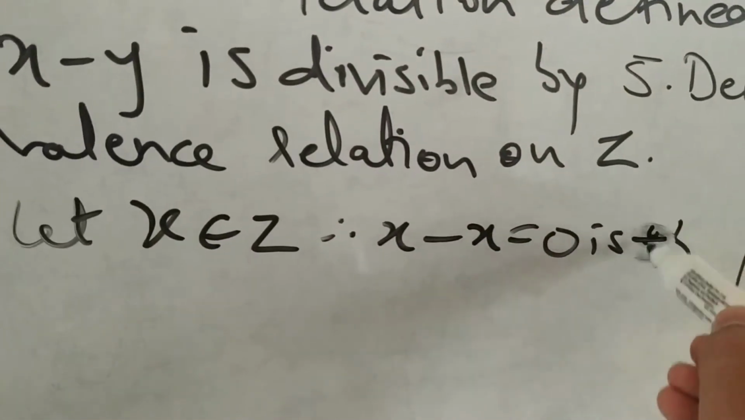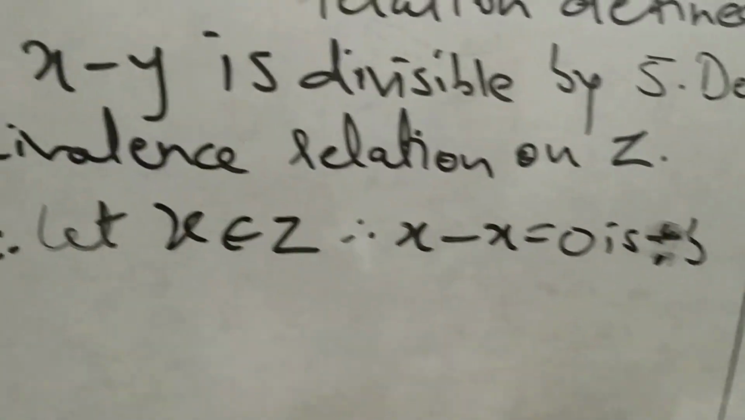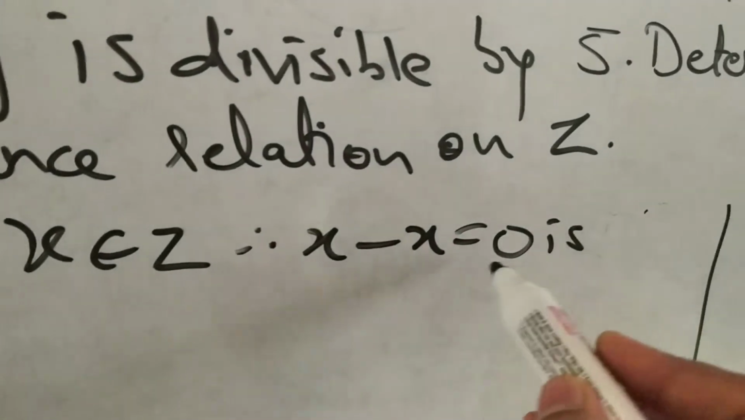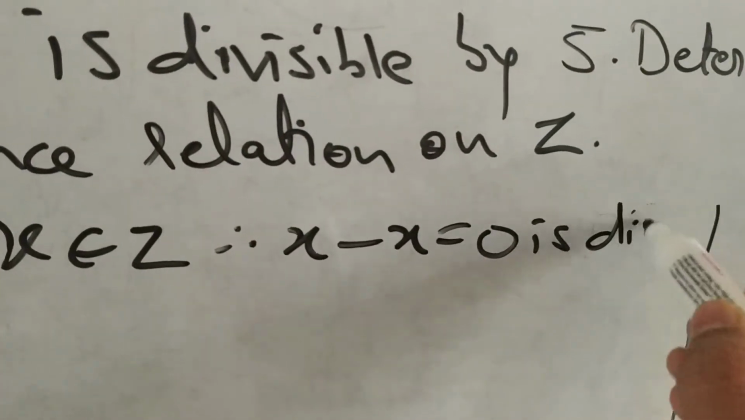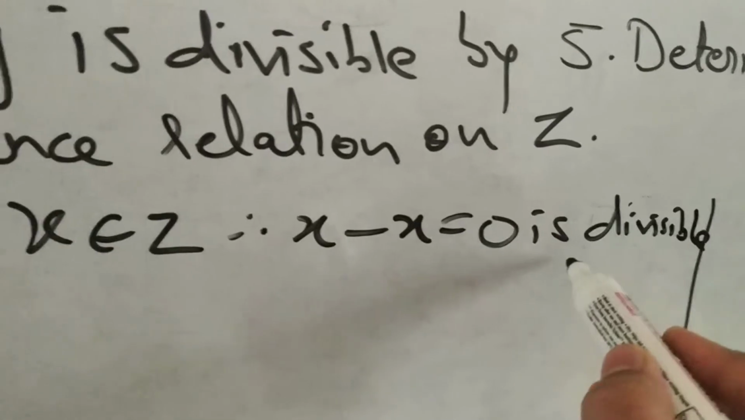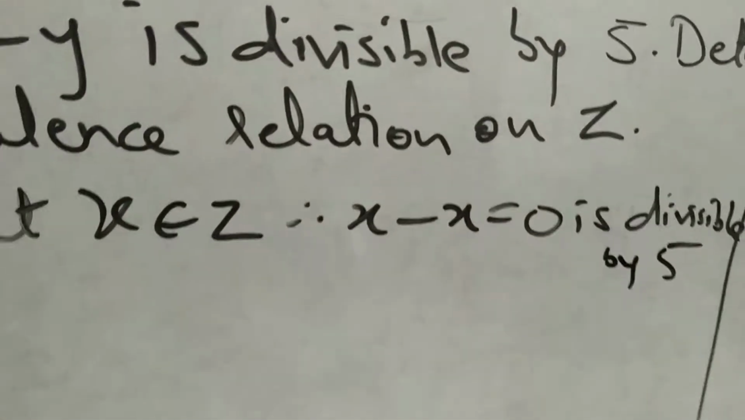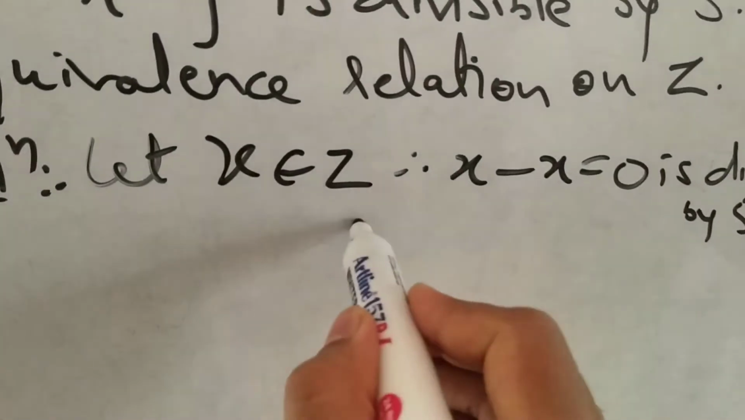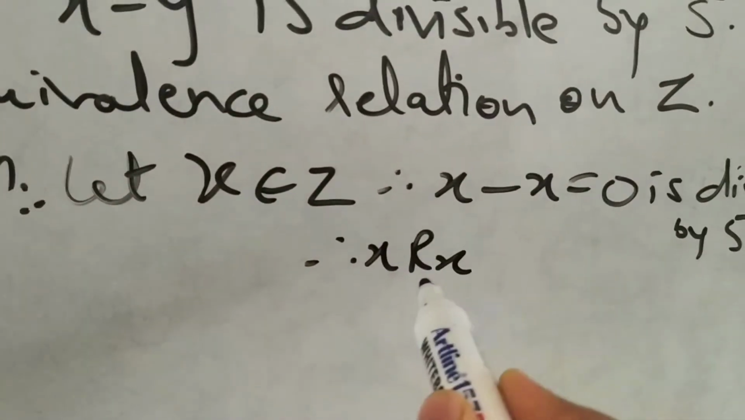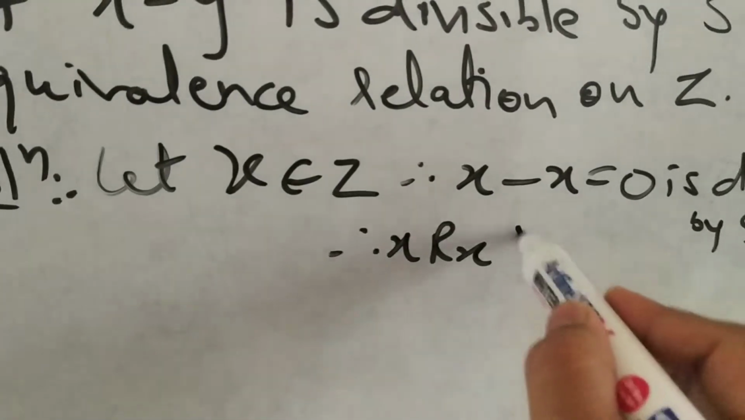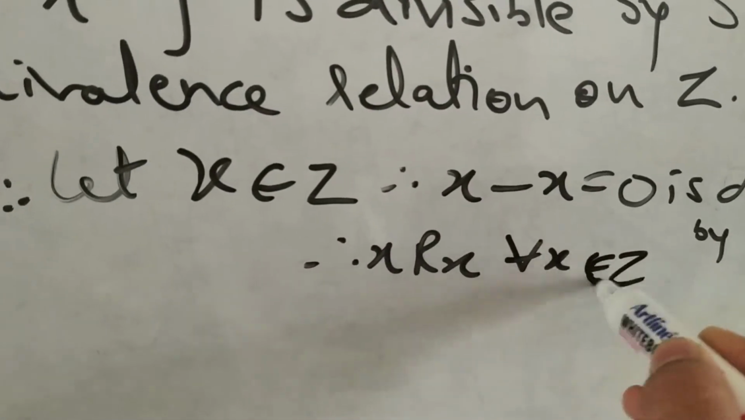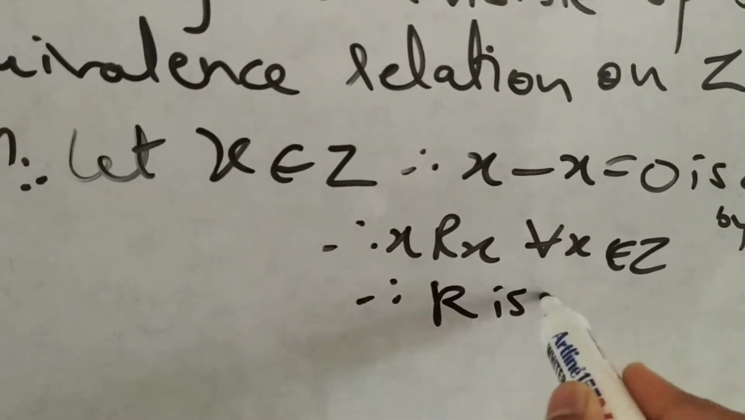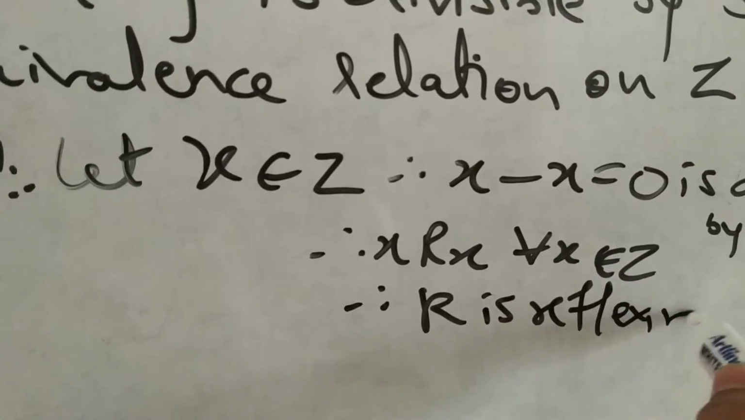divisible. Okay, I'll write in words. X minus x equals 0 is divisible by 5, which is true, and therefore x is related to x for all x belongs to Z, and therefore R is reflexive.